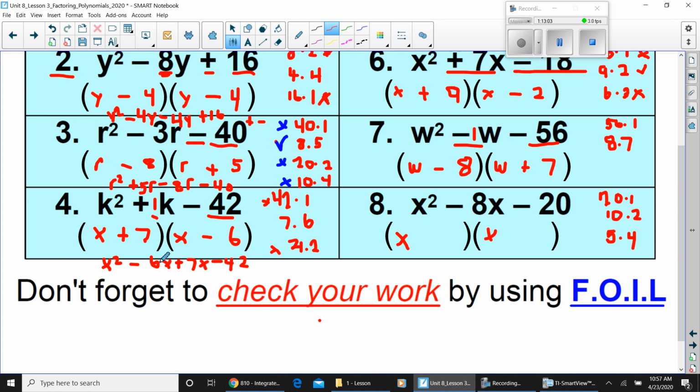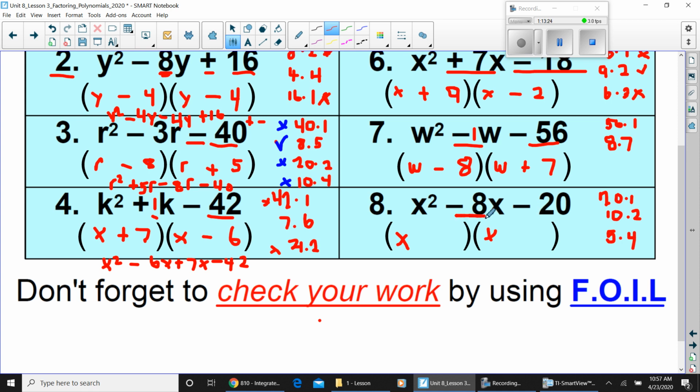So this equals out. Negative 6x plus 7x is 1x. So that works. You're perfect. All right, for number 8, hopefully you did it already. I put my factors down already. It's 20 times 1, 10 times 2, and 5 times 4.